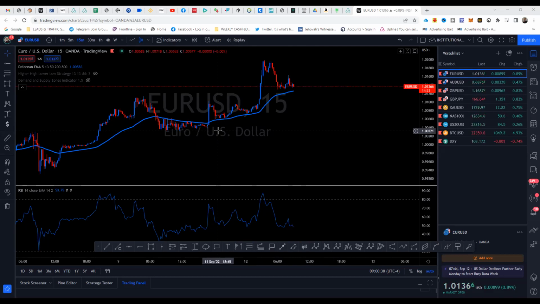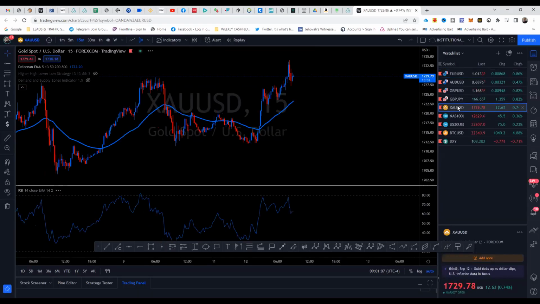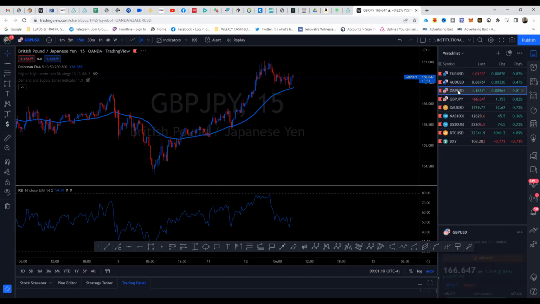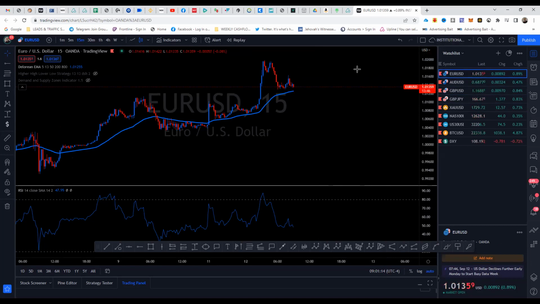Before we get started, let's go ahead and check the news. We're on Forex Factory, and as we can see, there's no major news for the USD or any other currency for the New York session. This is clearly for the London session, so we're past that. So we're going to take a shot at EU today.